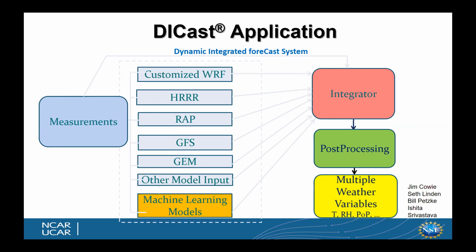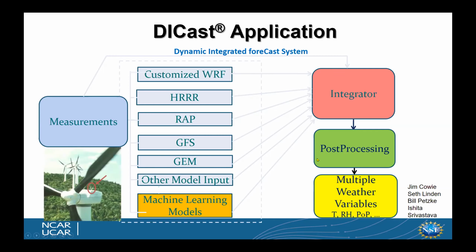So the integrator does an optimal weighting, again, specific for the particular time. One of the keys to DICAST's success is that the weights for this integrator are dynamic as well, and they can be updated on a regular basis. Now, after a little bit of post-processing, the output is often multiple weather variables. We currently have a host of software engineers in the research application lab working on this, led by Jim Cowie, Seth Linden, Bill Petsky, Ishita Srivastava.